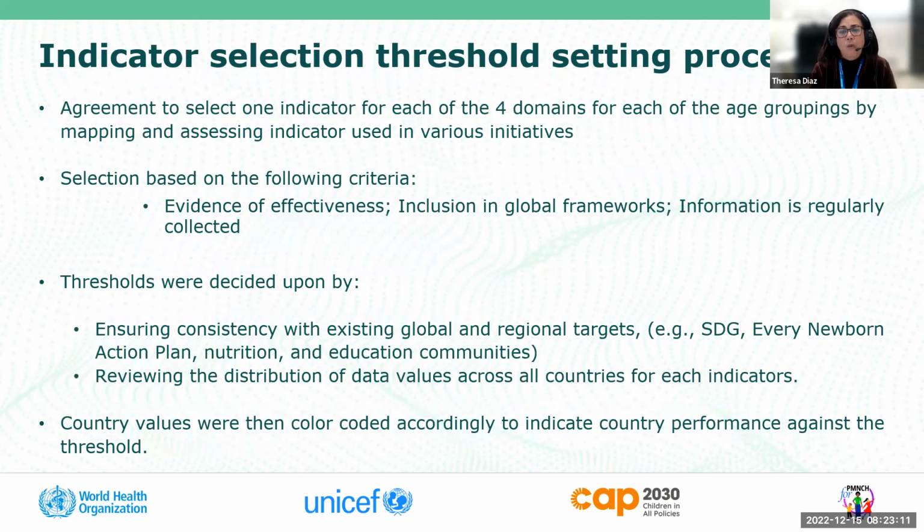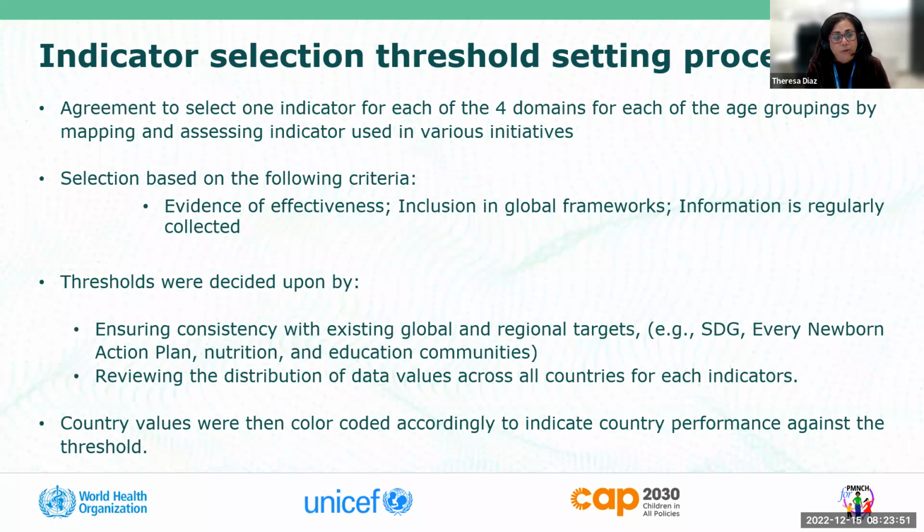So we wanted to make a dashboard where you see, as you saw in the beginning, those round circle bubbles with colors, so you know whether you're on track or off track. We had to come up with an agreement, first of all, of one indicator per domain. We're not going to put tons of indicators in there. It's not helpful. And by domain and by age group. We selected these based on the following criteria: evidence of effectiveness, inclusion in other global initiatives, and that the information is regularly collected, so we would have information on most of the countries.